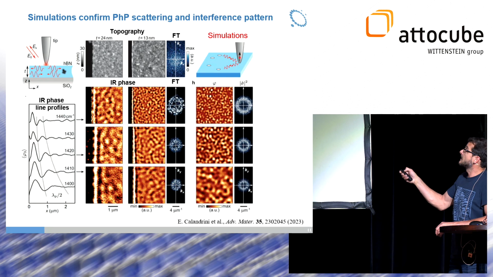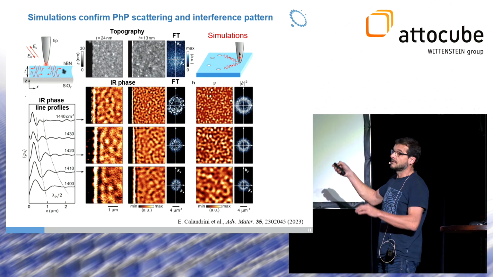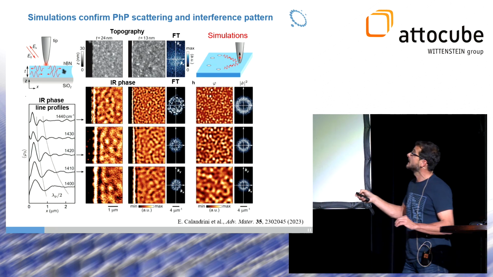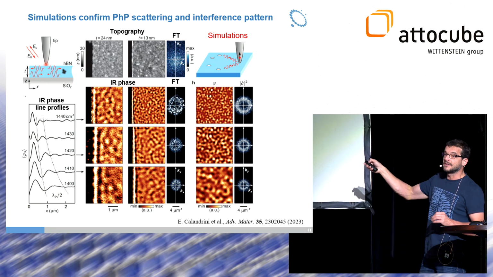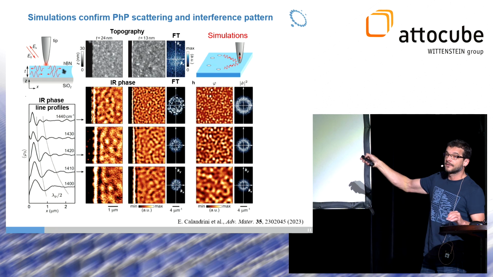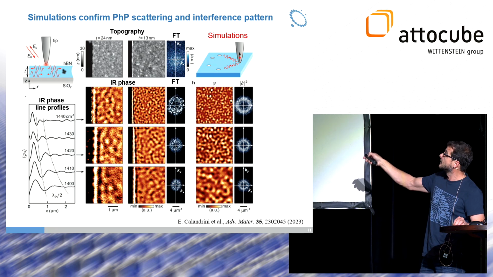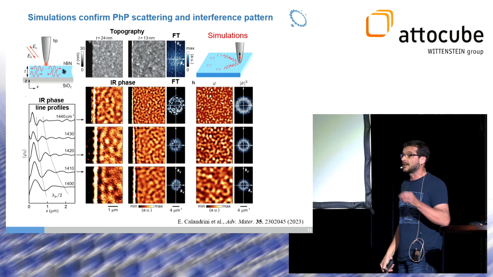So we simulated a slab, and then we just put some holes in the simulation in a density that is comparable to what we see here. And you can barely distinguish the experiment here from the simulation. That's the Fourier transform, so all matches perfectly well together.